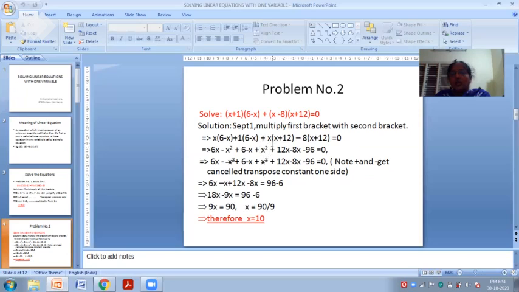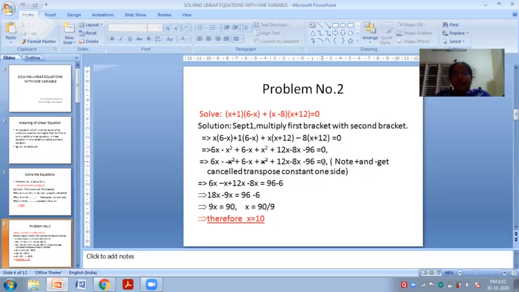And here x into x, x square. Next here, plus x, here plus 12, therefore it becomes 12x. Here, minus 8 into x, minus 8x. And minus times plus becomes minus 8 into 12, 96. Then come to this: 6x minus x square plus 6 minus x plus x square plus 12x minus 8x minus 96 is equal to 0.